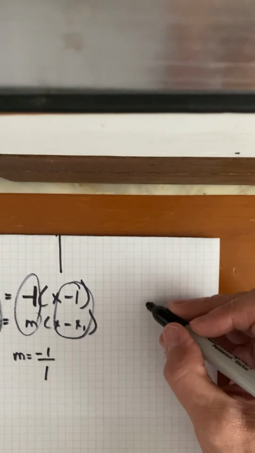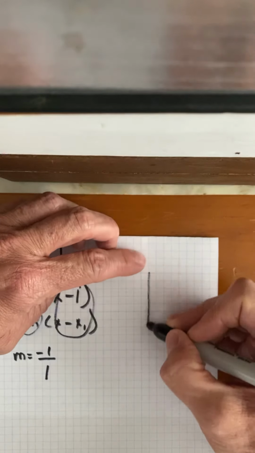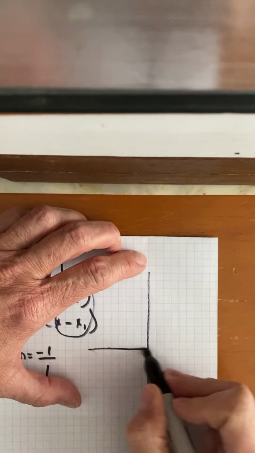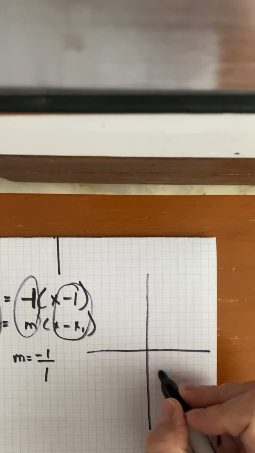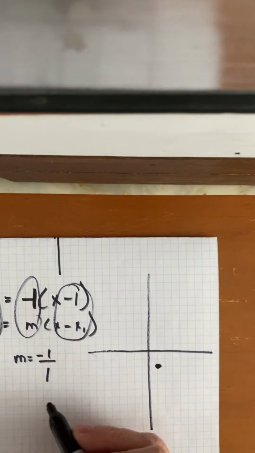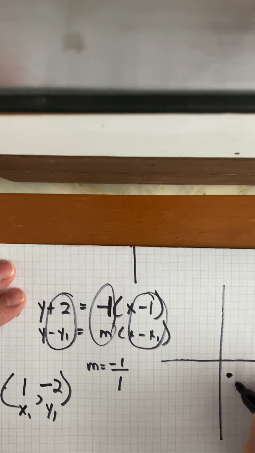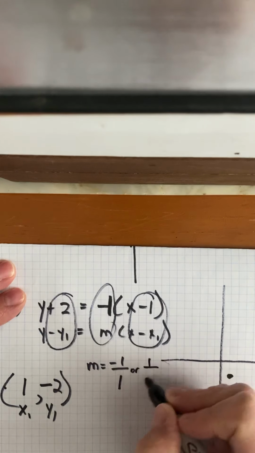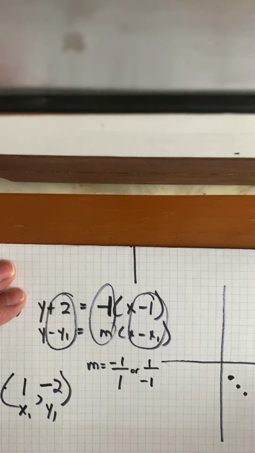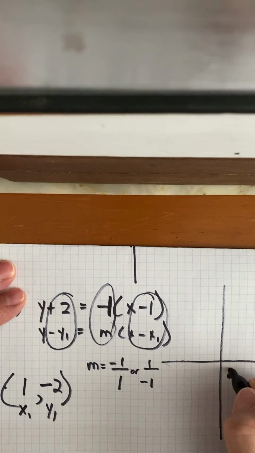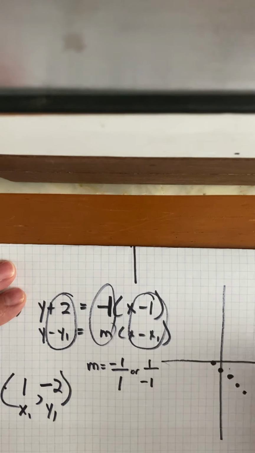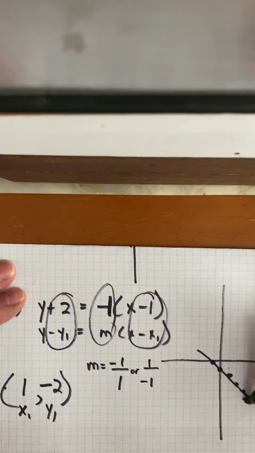So now to graph this, I start with 1, negative 2. I start with the point. Now my slope says go down 1 over 1, or I could do 1 over negative 1, which also equals negative 1, and that means I rise 1, negative 1, and that's what my line looks like.